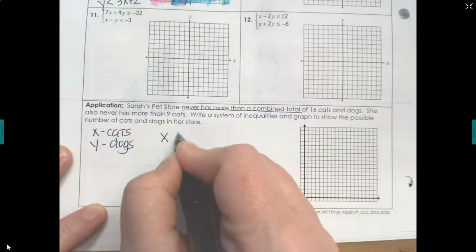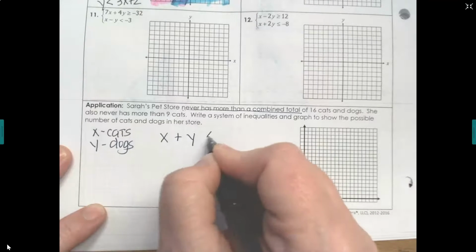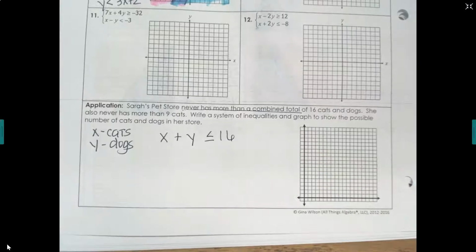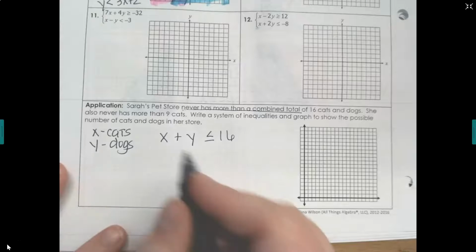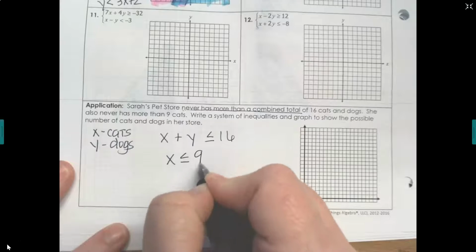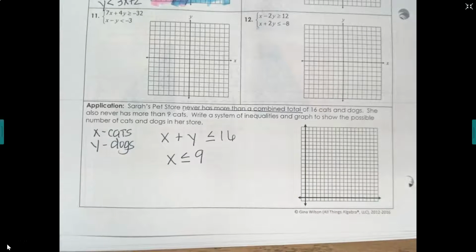She never has more than a combined total of 16 cats and dogs. So cats plus dogs is never more than 16. She also never has more than 9 cats. Okay, so that means we know the cats are never more than 9. So we're going to just graph both of these.